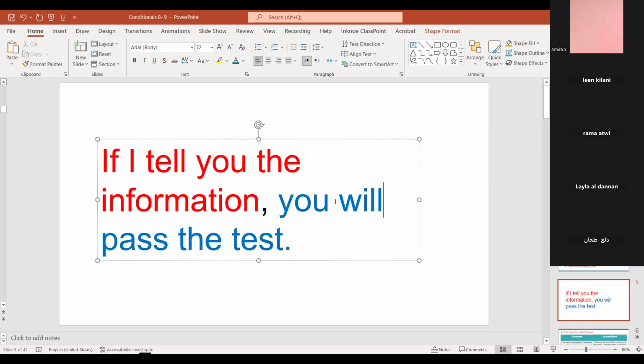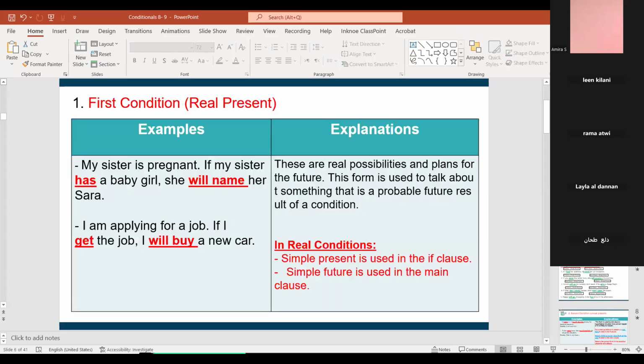Wait, if I write a conditional sentence, can I just use the tenses that I want? No. Are there specific tenses that should be used while writing a conditional sentence? Yes. Very good, Yaleen. Today we are going to learn what tenses to use in a conditional sentence, in the if clause and in the main clause. Okay, let's move to the first type of conditionals, which is the first condition, or the real present.